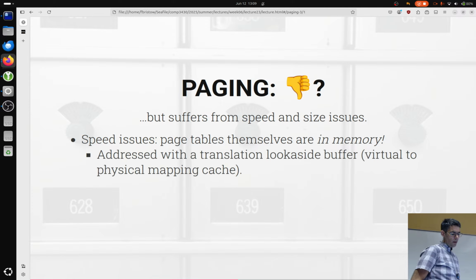This is something that's solved with caching. The structure that's part of hardware that does this is called the translation look-aside buffer. And you can just imagine that this is a fast place for us to keep these translations close to the processor so that we don't always have to go back to physical memory to get the translations. End of discussion about this.